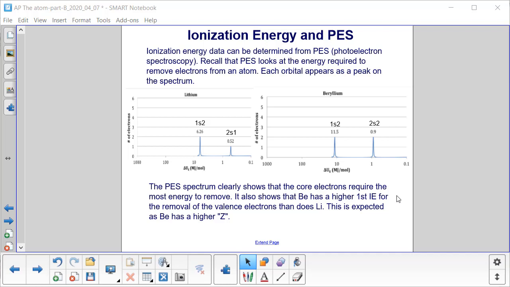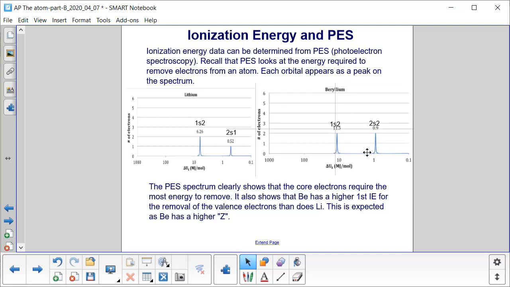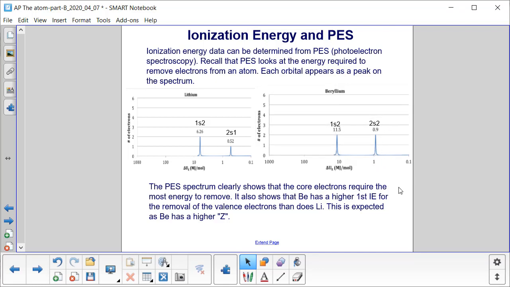So we can clearly see here that the energy required to remove the outer electrons for beryllium is much higher than the removal of that one valence electron for lithium. So beryllium has a higher first ionization energy than lithium, and that's because beryllium has the higher effective nuclear charge. More protons in that nucleus hold those electrons in tighter, or it requires more energy to remove them.